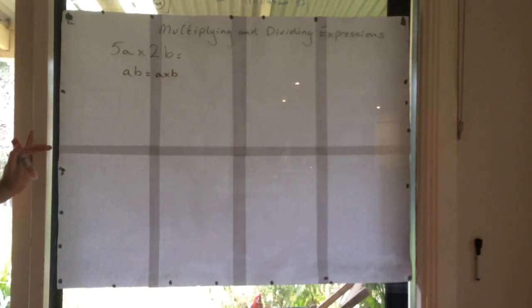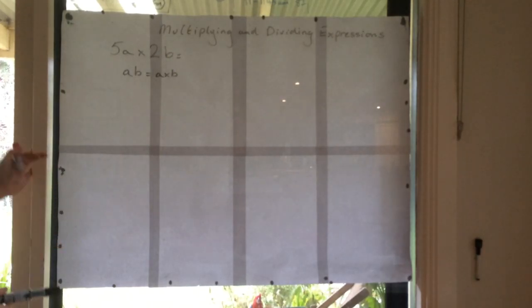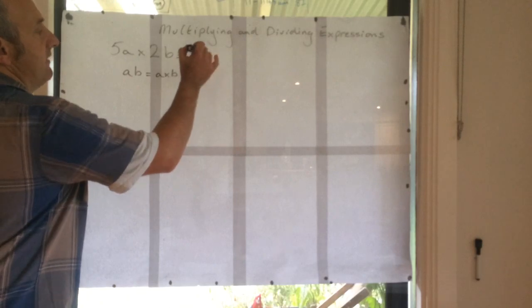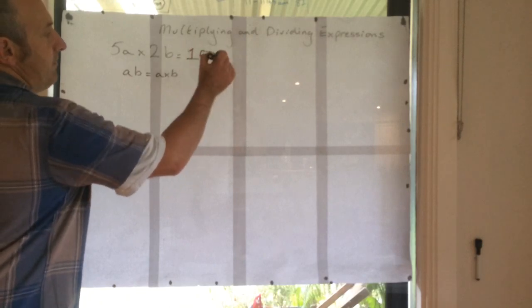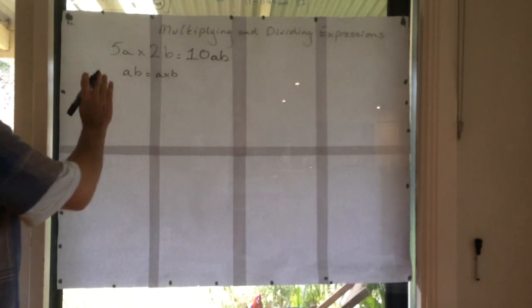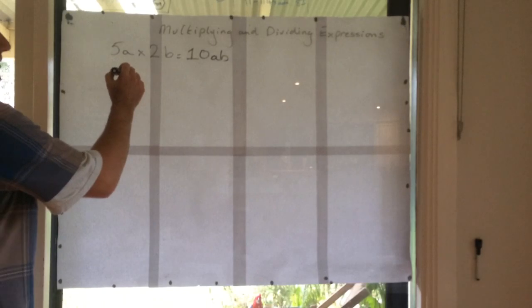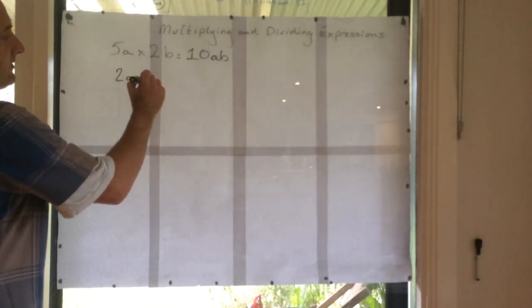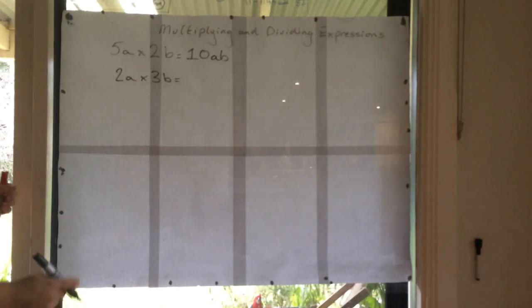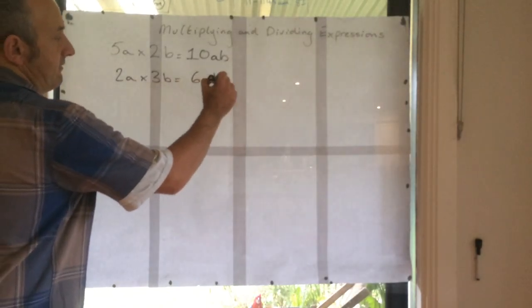So, is there any way that we can simplify 5 lots of a times 2 lots of b? Well, yes, we can. We can get 10ab. So 5a times 2b is 10ab. Okay, what about this? What is 2a times 3b? 2a times 3b is 6ab.